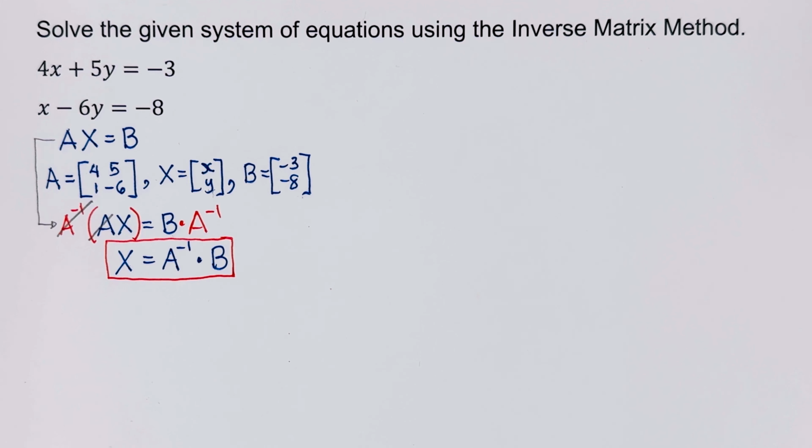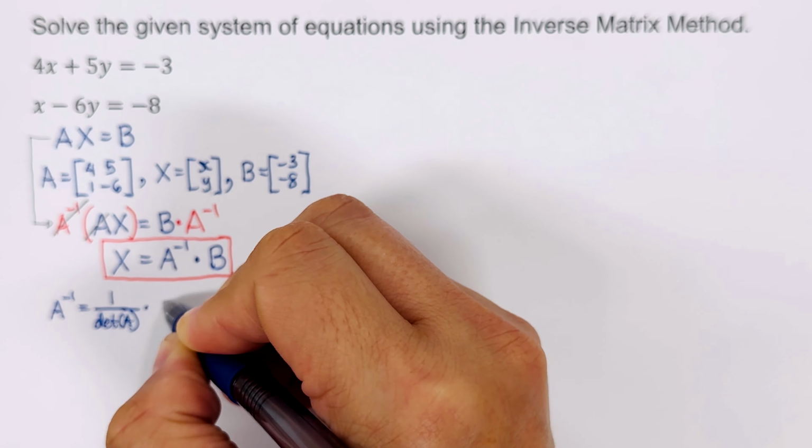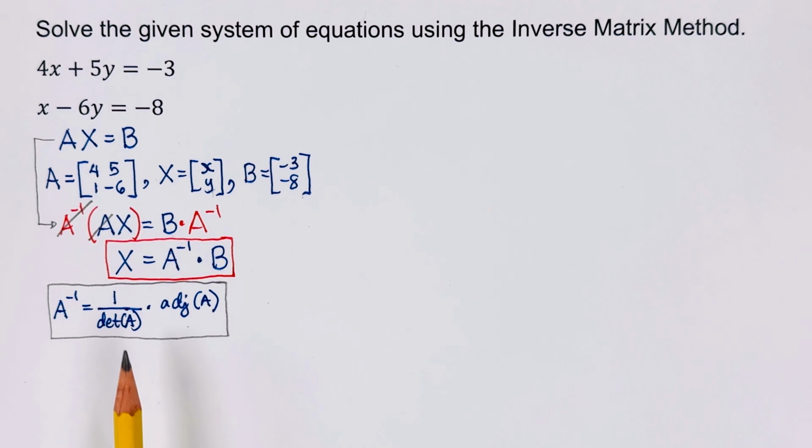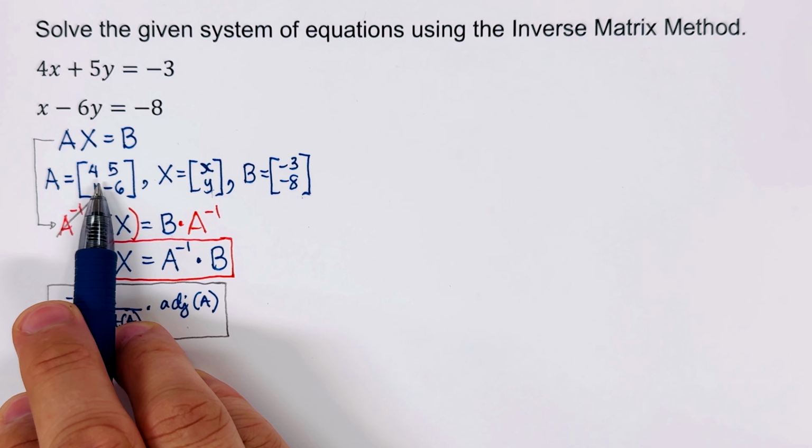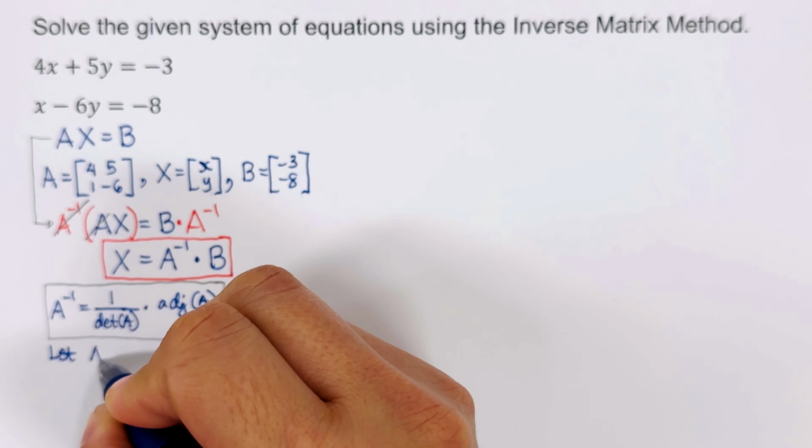I'm going to write the general formula for the inverse of a matrix. That is 1 over the determinant of matrix A times the adjugate of matrix A. Since our matrix A is a 2 by 2 matrix, we're going to use a specific equation that works only for a 2 by 2 matrix.